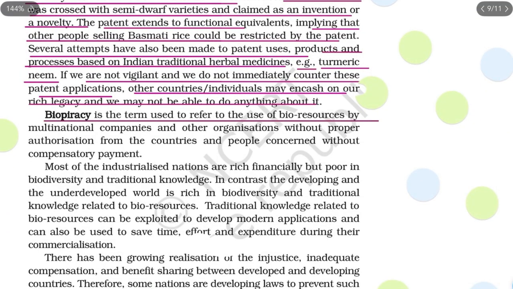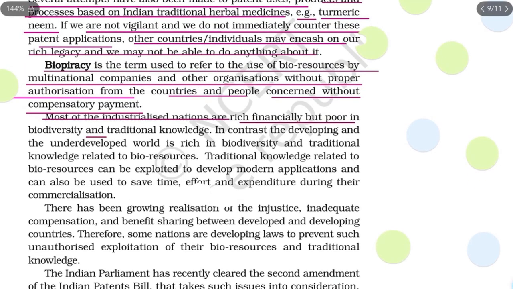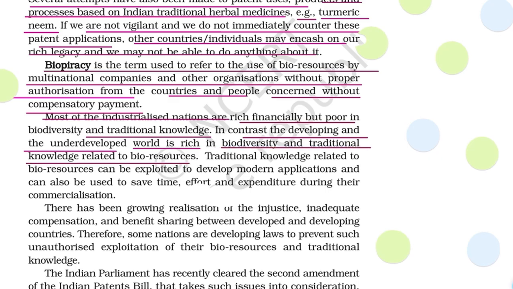Biopiracy is the term used to refer to the use of bioresources by multinational companies and other organizations without proper authorization from the countries and people concerned, and without compensatory payment. Most of the industrial nations are rich financially but poor in biodiversity and traditional knowledge. In contrast, the developing and the underdeveloped world is rich in biodiversity and traditional knowledge related to bioresources.